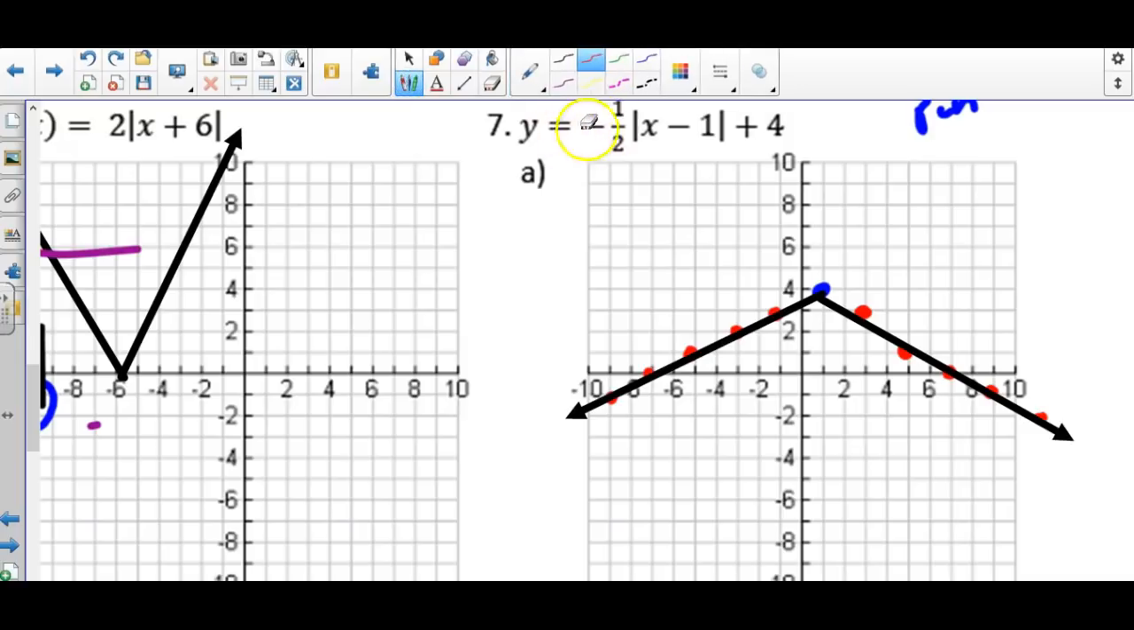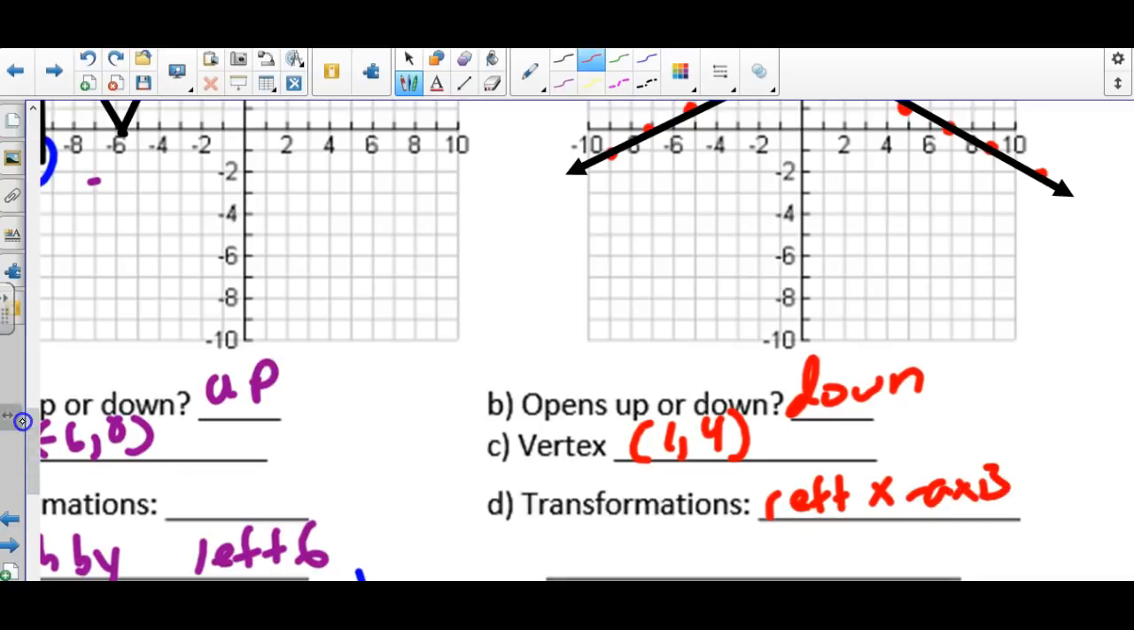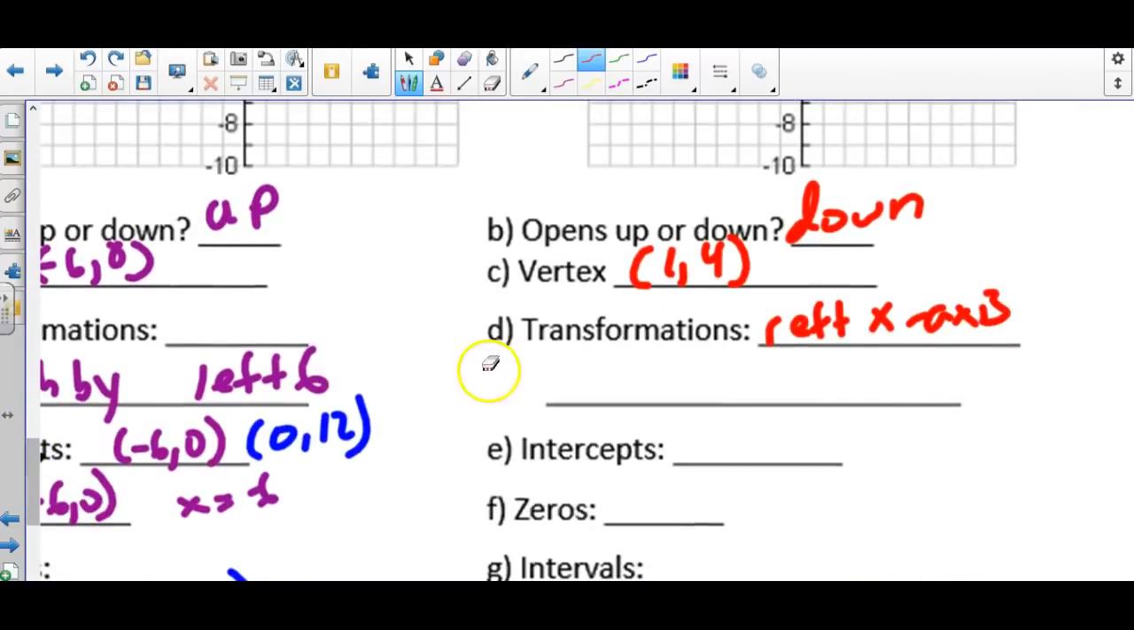Remember, the negative right here says this thing opens down. The vertex we said was (1, 4). The transformation reflects over the x-axis, and it reflects over the x-axis because of the negative out front, the same reason it opens down. Now, 1/2 is less than 1. A is less than 1. Since A is less than 1, you have what's called a vertical compression or shrink. You can write compression or shrink, it's the same thing, by 1/2.